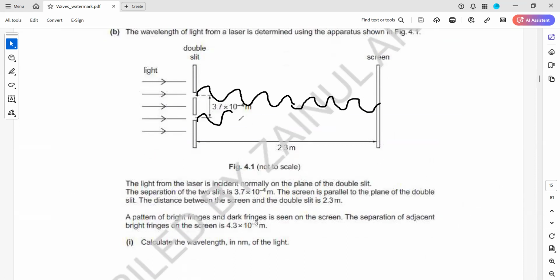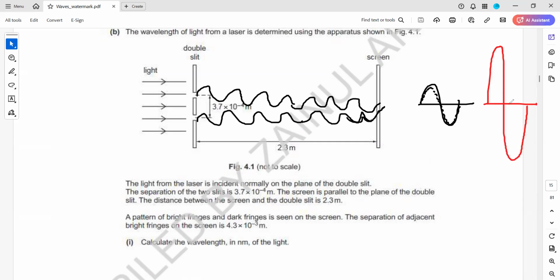When the two waves meet at this point, we'll have a central maxima. For example, they both have the same intensity. When they combine with each other, what will happen? This will be the resultant, so we'll observe a maxima here.